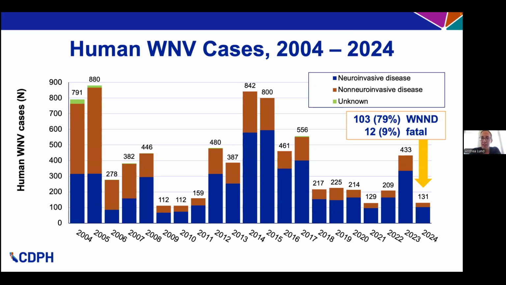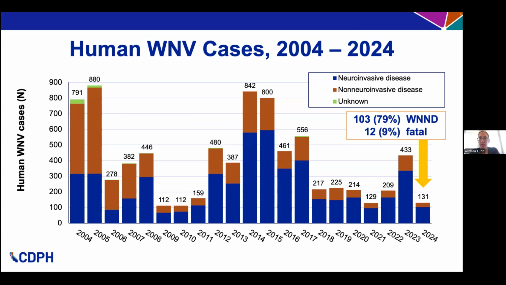And you see in this graph the number of cases across time since West Nile was introduced from 2004 through last year. You'll see that the 131 cases that were reported last year is very much on the lower end. So it was a quiet year for West Nile virus.